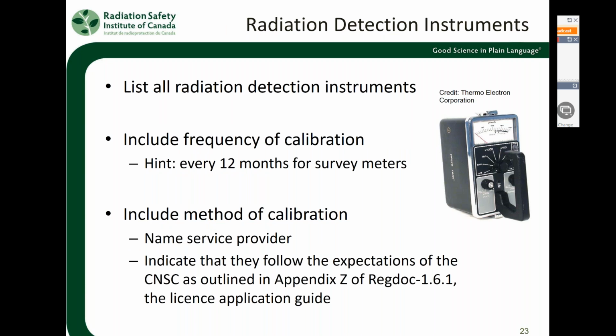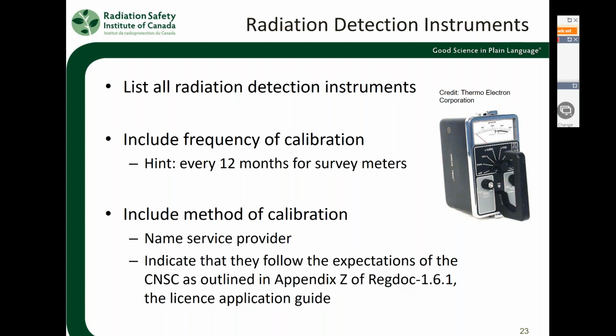You need to have a radiation detection instrument. If you have open sources, you may need a contamination monitor. For all sources, there needs to be a survey instrument available in case of emergency. So let's put into your manual the instrument that you have, and that way people will be able to look up the instructions for how to use that instrument.